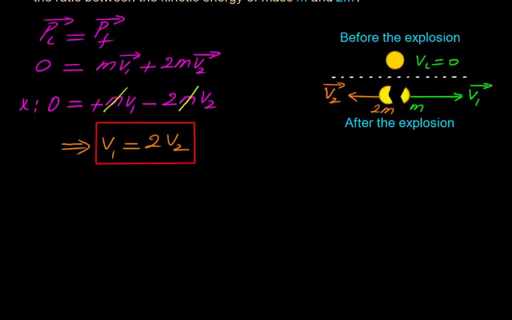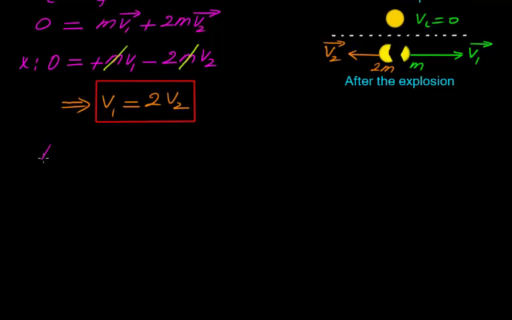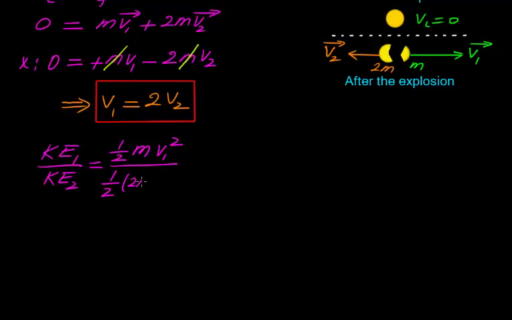Now we are ready to solve for the ratio between the kinetic energies. The kinetic energy of the smaller piece, KE1, divided by the kinetic energy of the larger piece, KE2, equals, substitute each one of them by their respective expressions, 1/2 m v1 squared, divided by 1/2 times 2m v2 squared. The halves are going to cancel each other out. The variable m is also going to cancel out here. The result is going to be v1 squared divided by 2 times v2 squared.